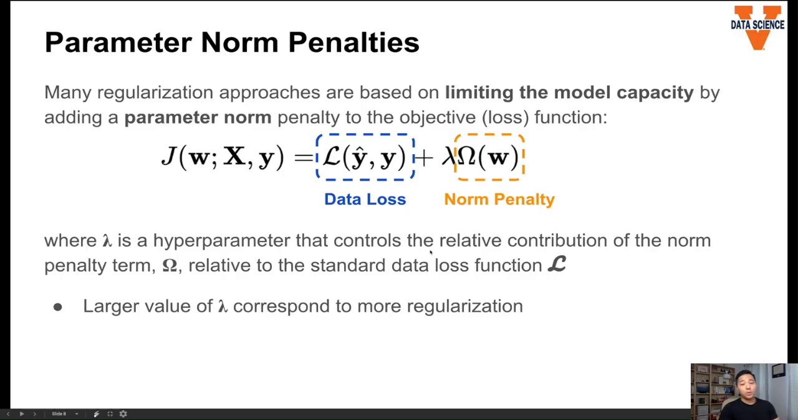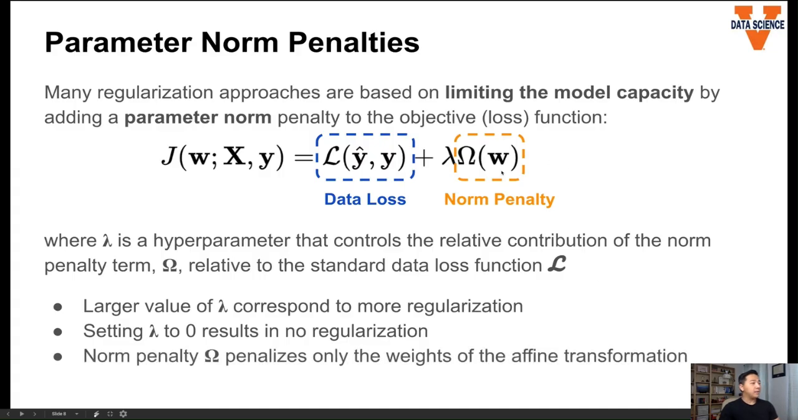The parameter lambda controls the contribution between the data loss and the norm penalty. A larger value of lambda corresponds to more regularization, making sure that the penalties are larger. And if you set lambda to 0, it means you don't want to allow any regularization. If lambda is 0, this term goes away, so it's just back to an unregularized model.